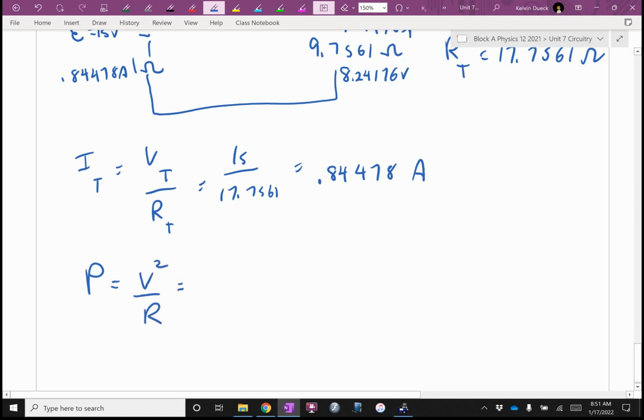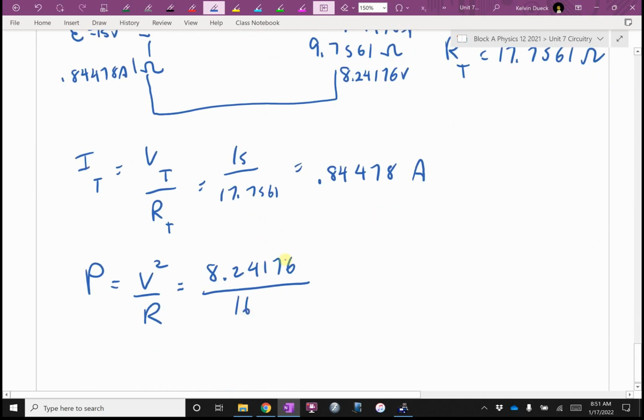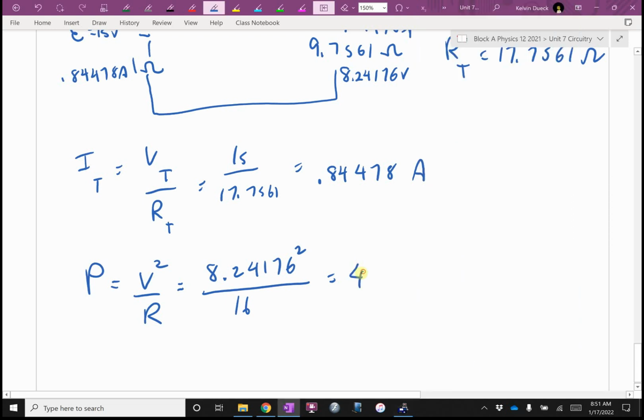It's going to be 8.24176, and I lifted that right from the formula sheet. The one we used the most often was V times I, but there was others. Divided by, and R was 16. Don't forget the squared, Mr. Duick. So it's going to be this number squared divided by 16. Whew. And I get 4.2, maybe 4.3, depending on how you round it off along the way. 4.2 watts. Is that right?